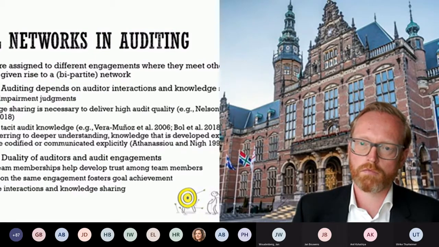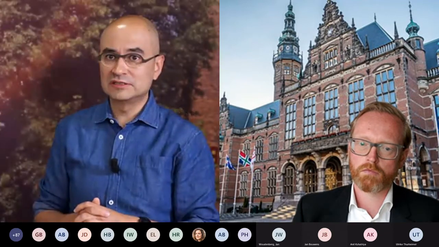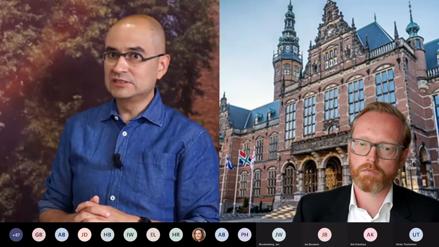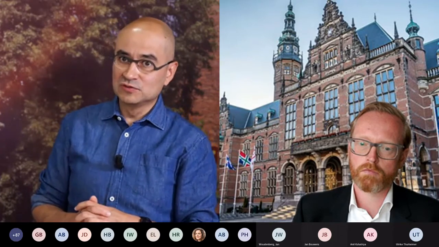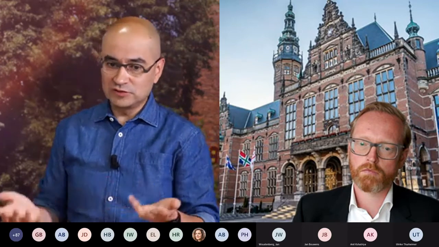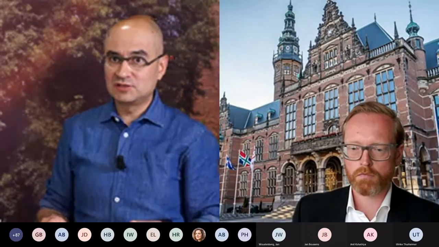And just to give you an example, think of impairments. It can be very difficult to make these types of judgments. And in this case, I think it's crucial that as an audit team member, you have access to other auditors that, for instance, can help you or provide you with advice about the judgments that you have to make in this area.